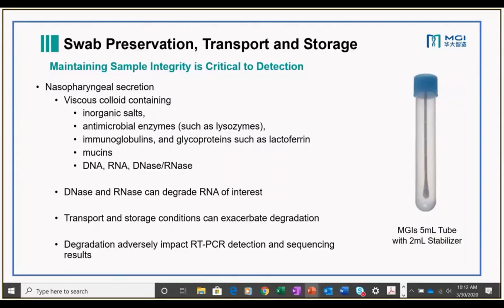The primary challenge for storing, preserving is the fact that the samples contain DNAs and RNAs that can degrade the RNA of interest or swamp RNA of interest. So maintaining the levels of RNA that were in the original samples are critical. The transport and storage conditions can exacerbate the degradation. So in order to address this, we offer the swab preservation, transport and storage tube that basically has about 2 mL of formulation that stabilizes the collected swab.